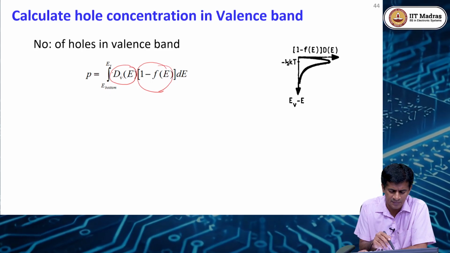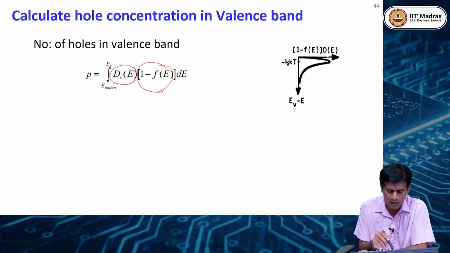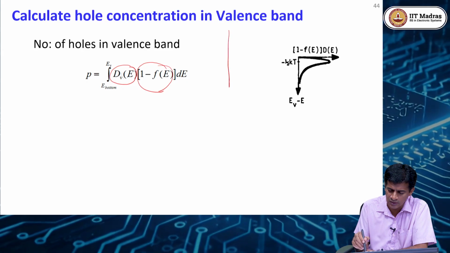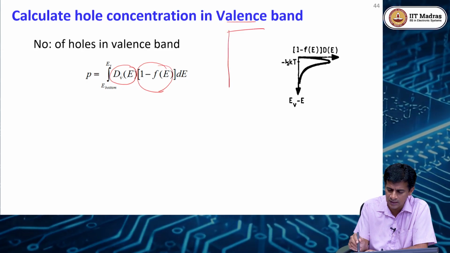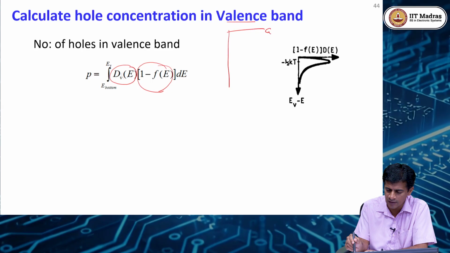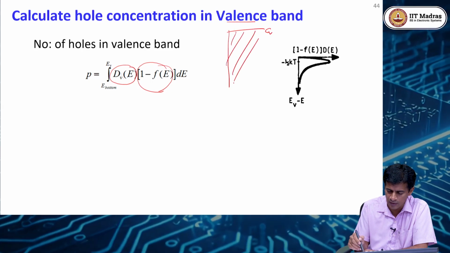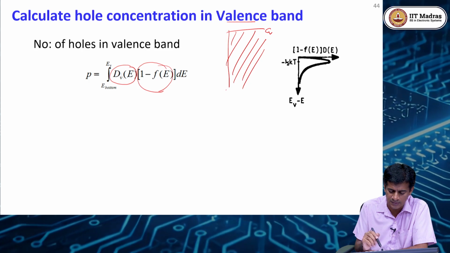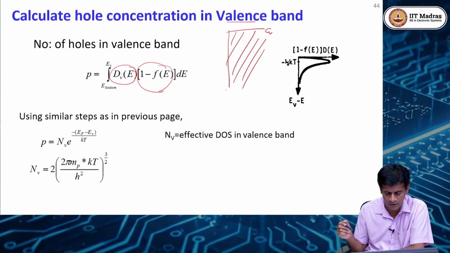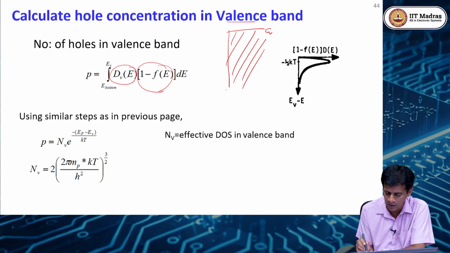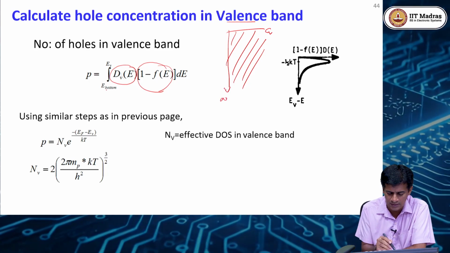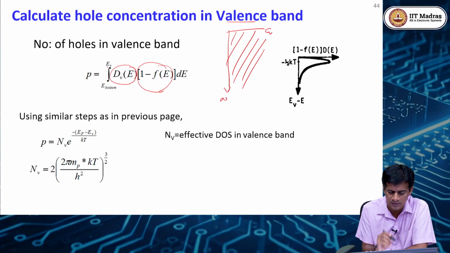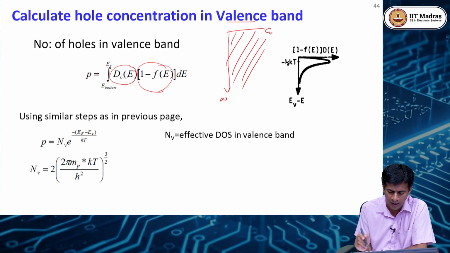Then it's the same thing. We start with the bottom of the valence band. The valence band is like this. This is the energy gap, this is the conduction band, and this is EV. So the valence band is all the way here. We need to do this integral from the bottom of the valence band to the top of the valence band. Just like in the previous steps, we extend the bottom of the valence band to infinity. This is EV here.